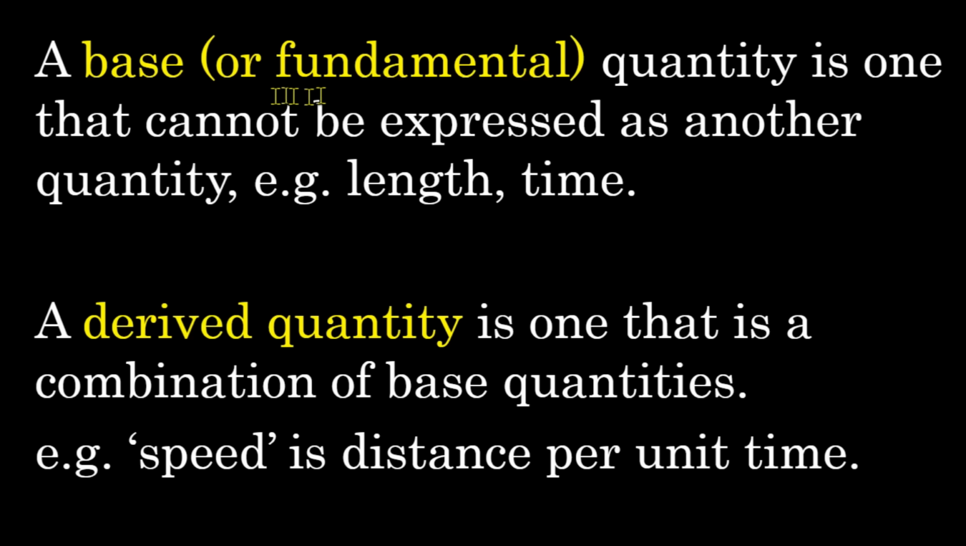A base or fundamental quantity is one that cannot be expressed as another quantity. Example, length, time. A derived quantity is one that is a combination of base quantities. Example, speed is distance per unit time.